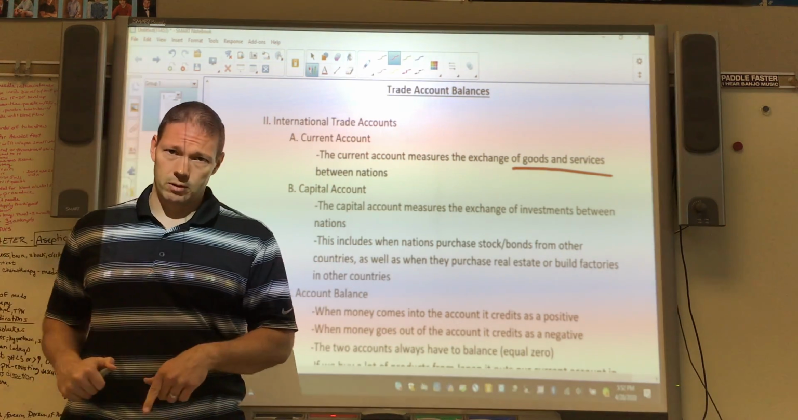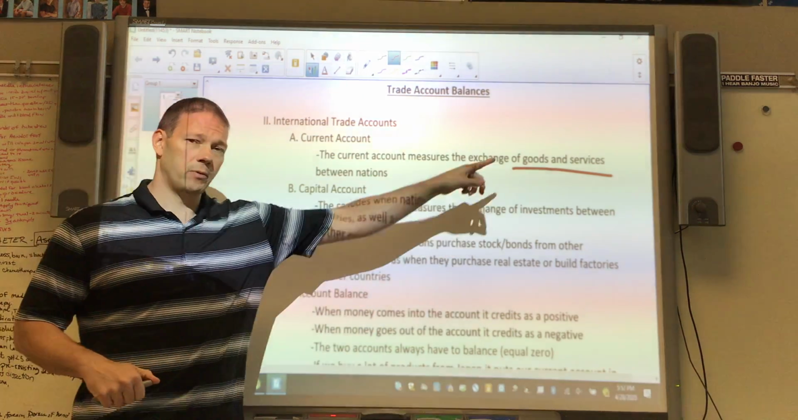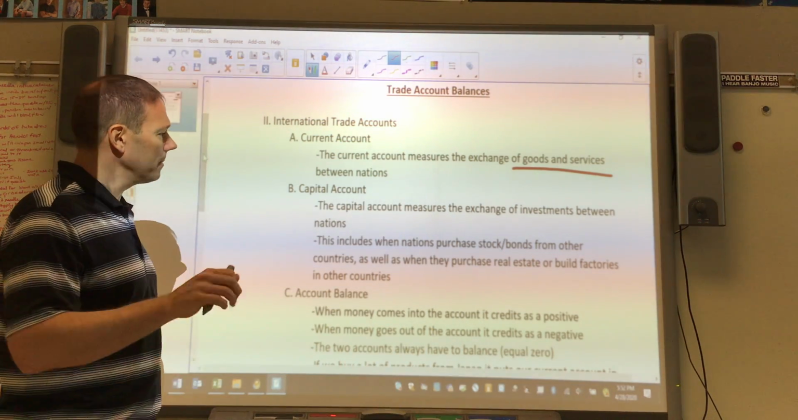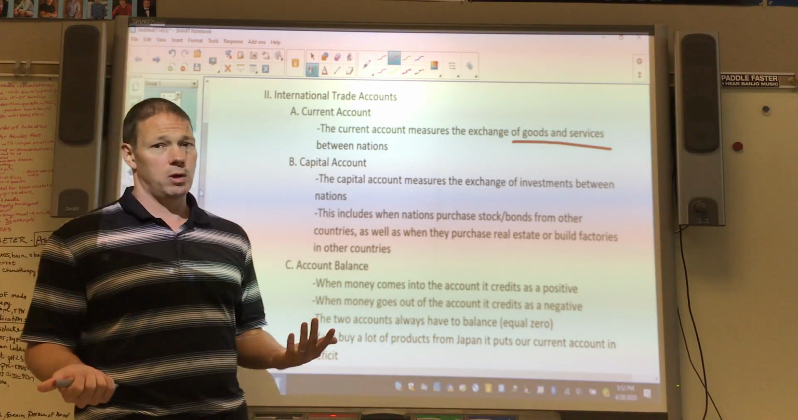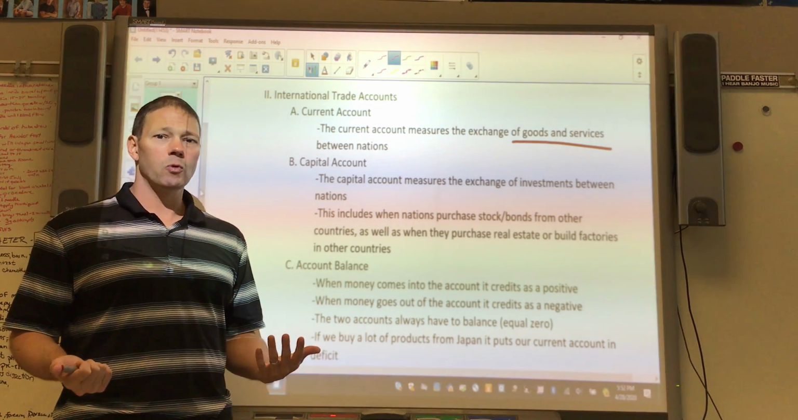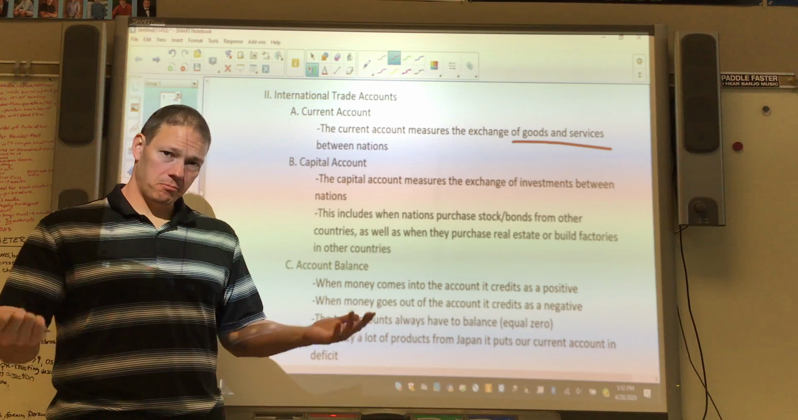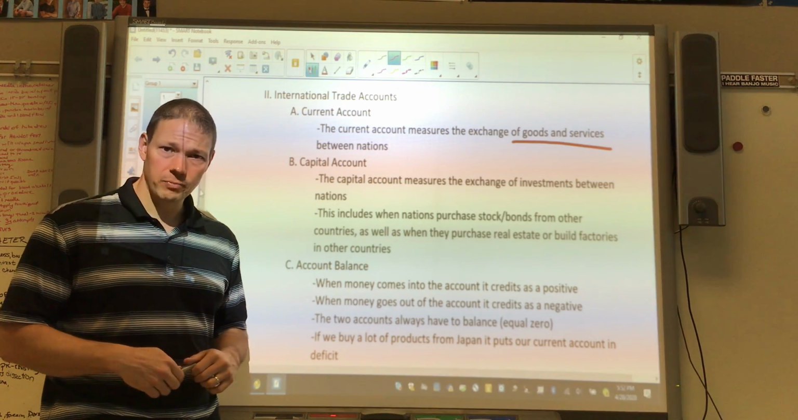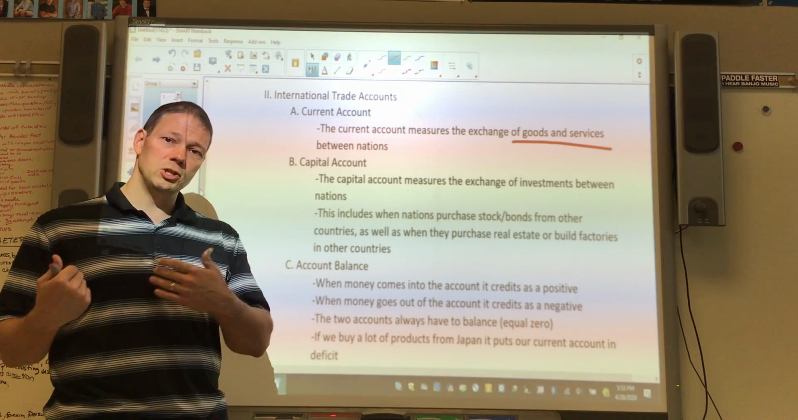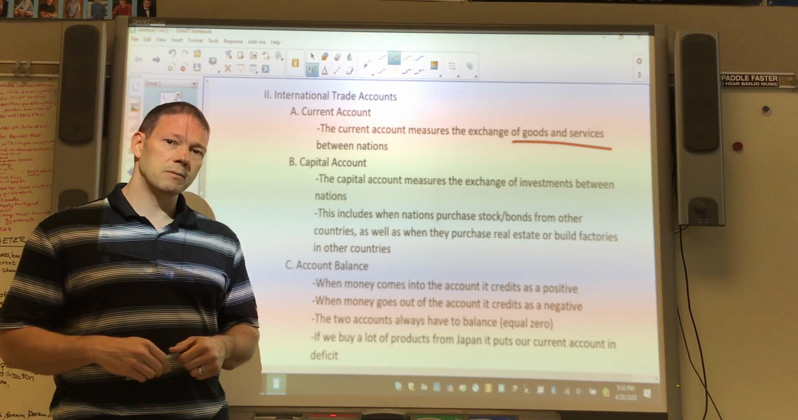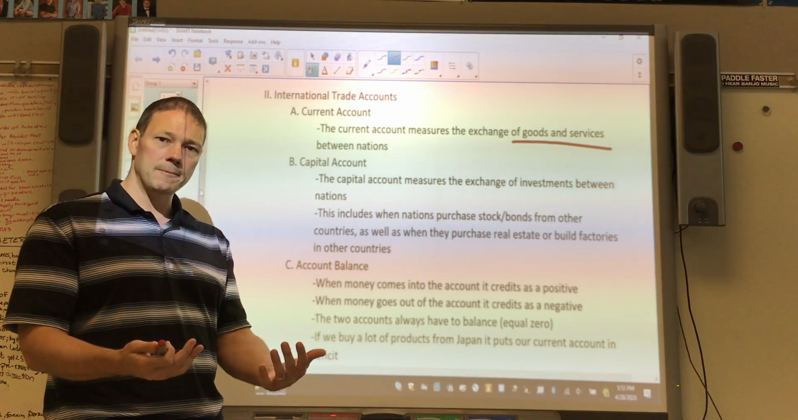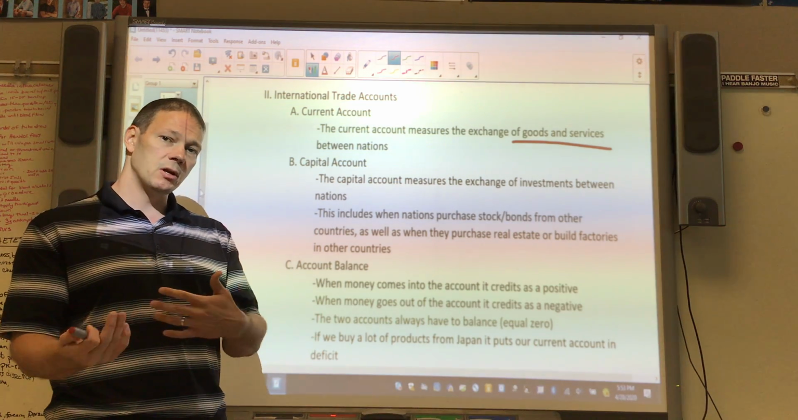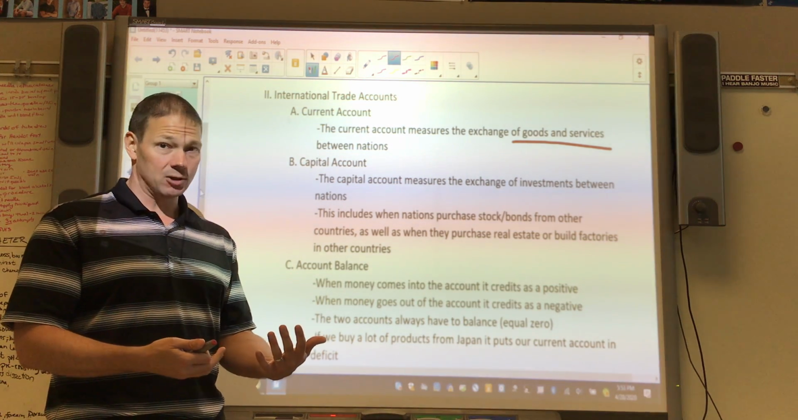The capital account measures the exchange of investments. By the way, that's a terrible underline, really crooked. Anyway, capital account measures the exchange of investments. Nations invest in one another. Most commonly, nations will buy stocks and bonds from each other. Okay, that would be an example of an investment. But it also includes if one nation is going to go into another nation and invest in real estate, in other words, buy property. If one nation is going to go into another nation and build a factory.